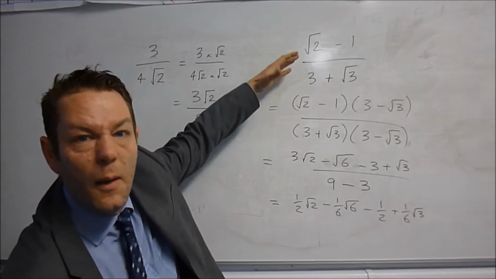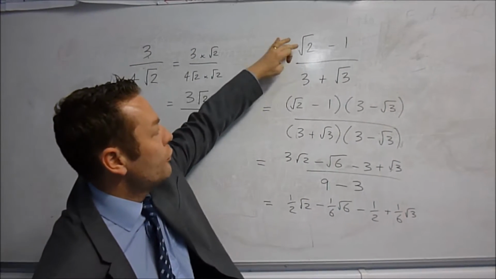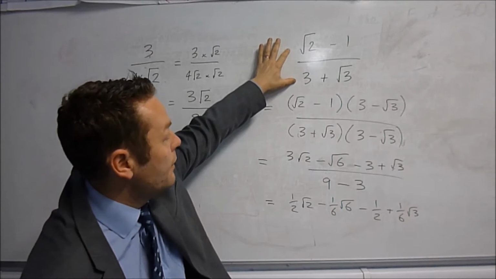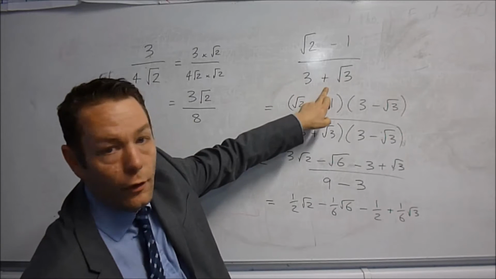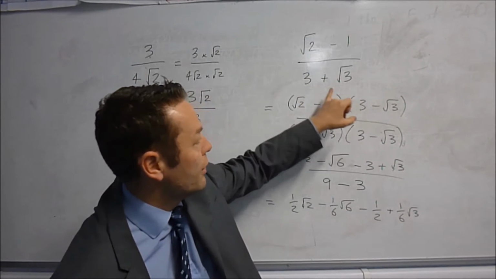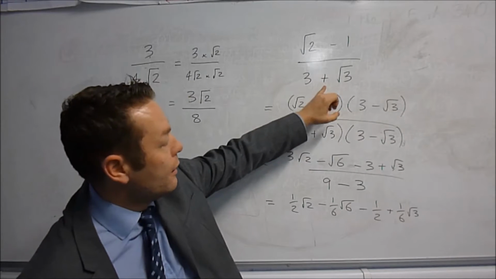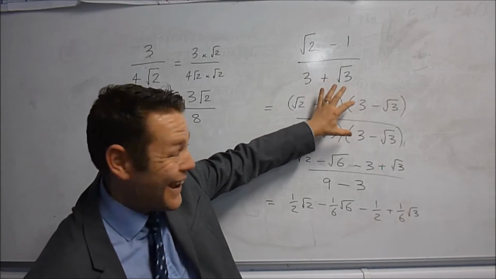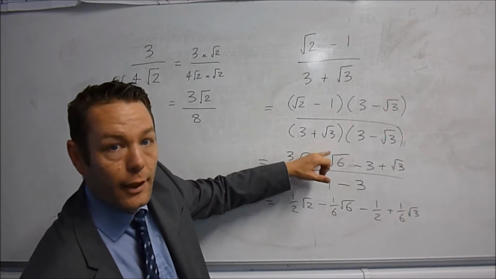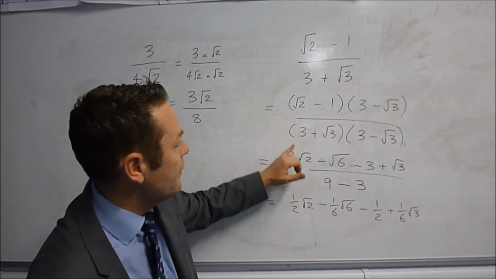More difficult, more complicated, is when you've got 2 terms on the bottom. So I've picked one here, particularly awkward. Root 2 minus 1 on top, 3 plus root 3 on the denominator. Now, look at the denominator. So what we multiply by, 3 take away root 3. It's just that change of sign, isn't it? Top and bottom multiply by the same thing. Doesn't change the fraction. Then carefully, just like we did before, that claw method.